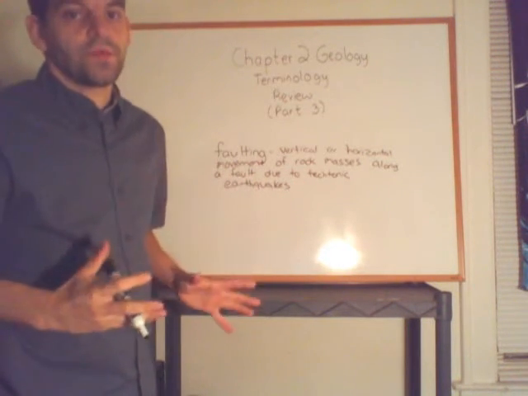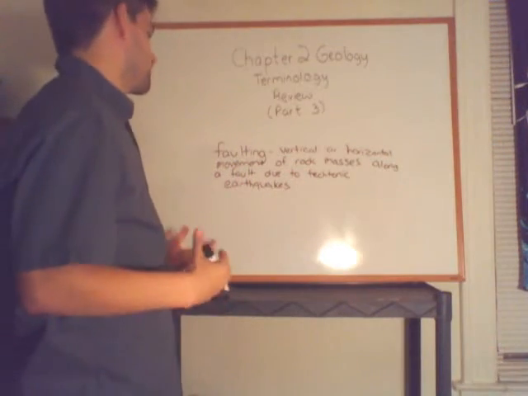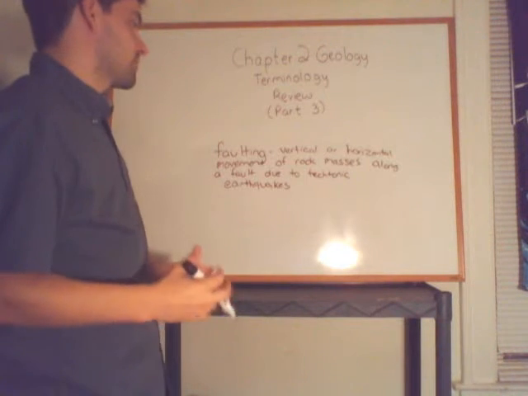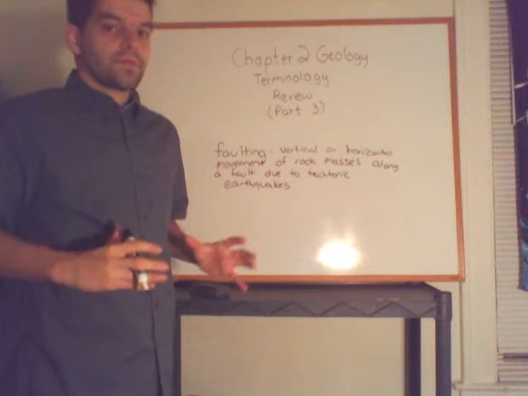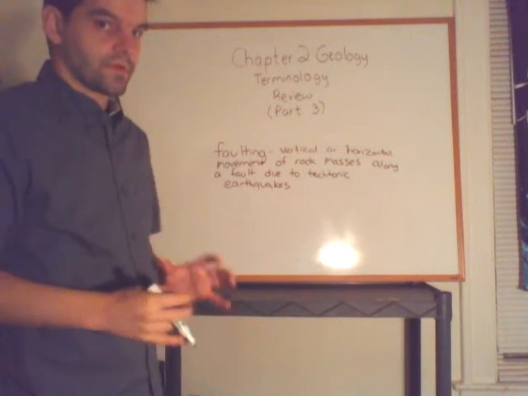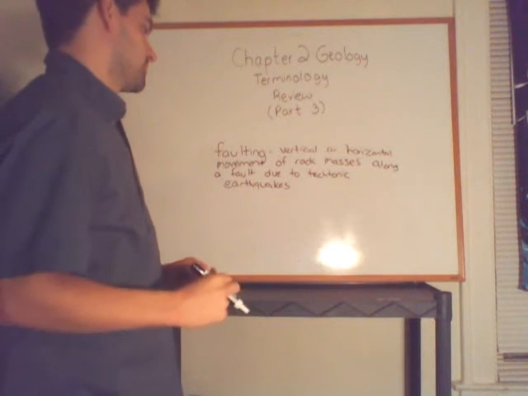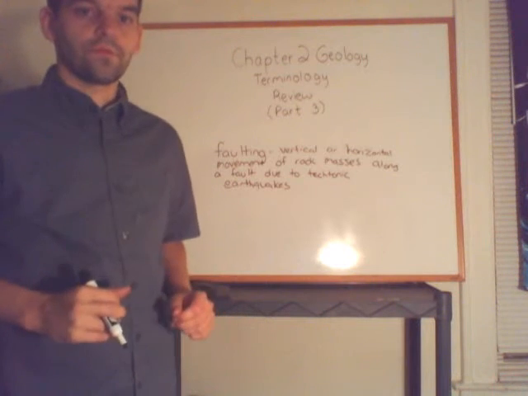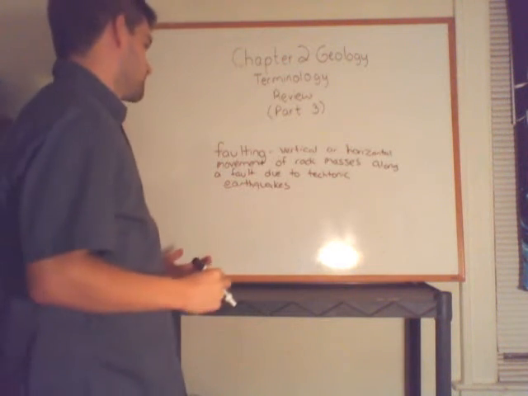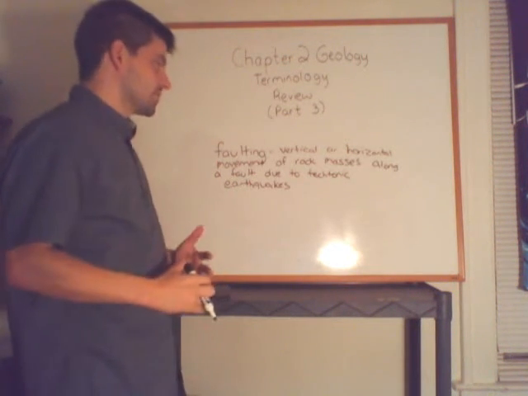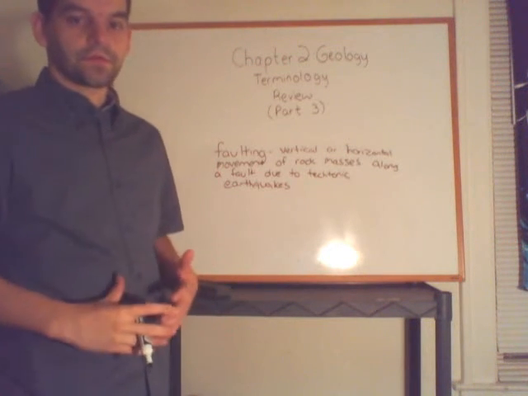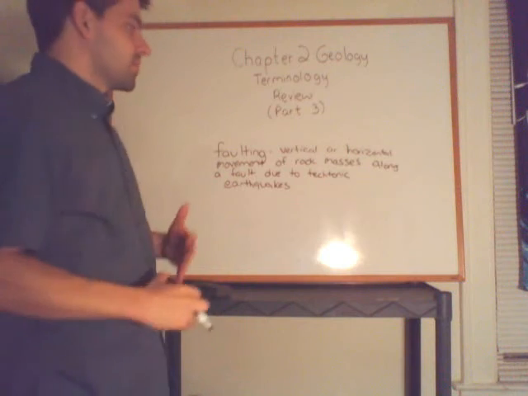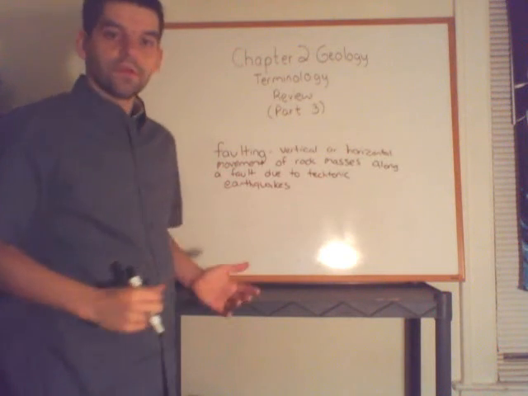Now, one thing I want you to keep in mind with this definition is remember that there's different types of faults, and we're going to be looking into those different types of faults as we move forward. But the general definition of faulting is vertical or horizontal movement of rock masses along a fault due to tectonic earthquakes. Okay? But I hope these definitions help you guys out.